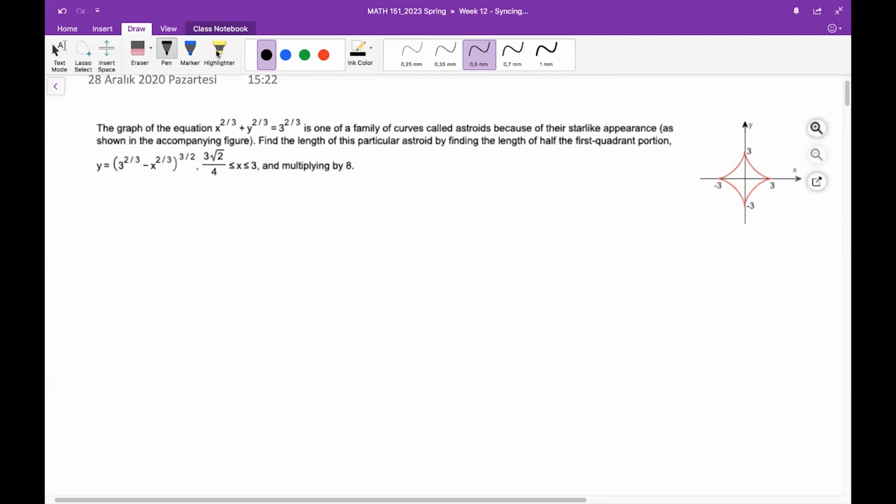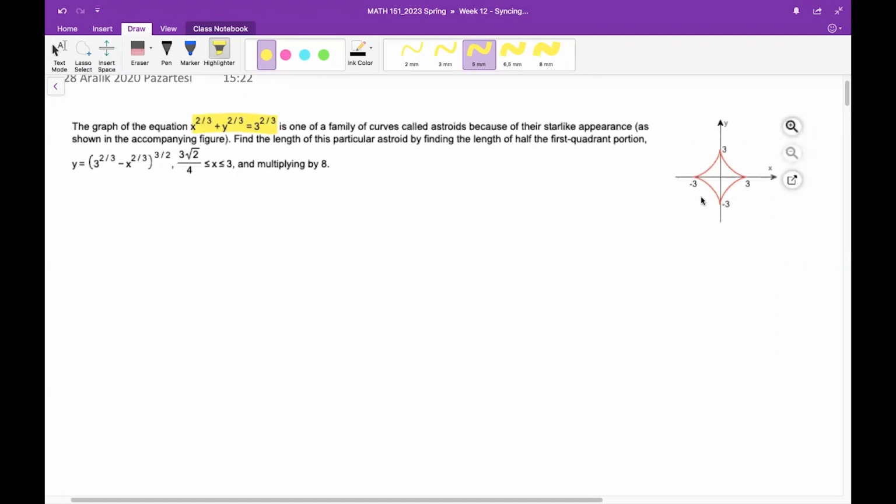So let me emphasize the statement for you. Here is an expression for a curve. This is a nice curve seen here. It's an asteroid. It is called an asteroid. So we want to compute the length of this asteroid by computing the half of the first quadrant portion. So we are just interested in the half of the first quadrant portion. So the length that we are interested in is this portion, okay?